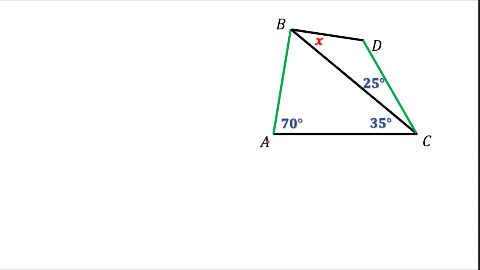Here we have a quadrilateral ABCD with two green sides which are of equal length. We also have a diagonal BC in it, and we know three angles in this quadrilateral: 70 degrees, 35, and 25 degrees. And we are asked to find this angle X.